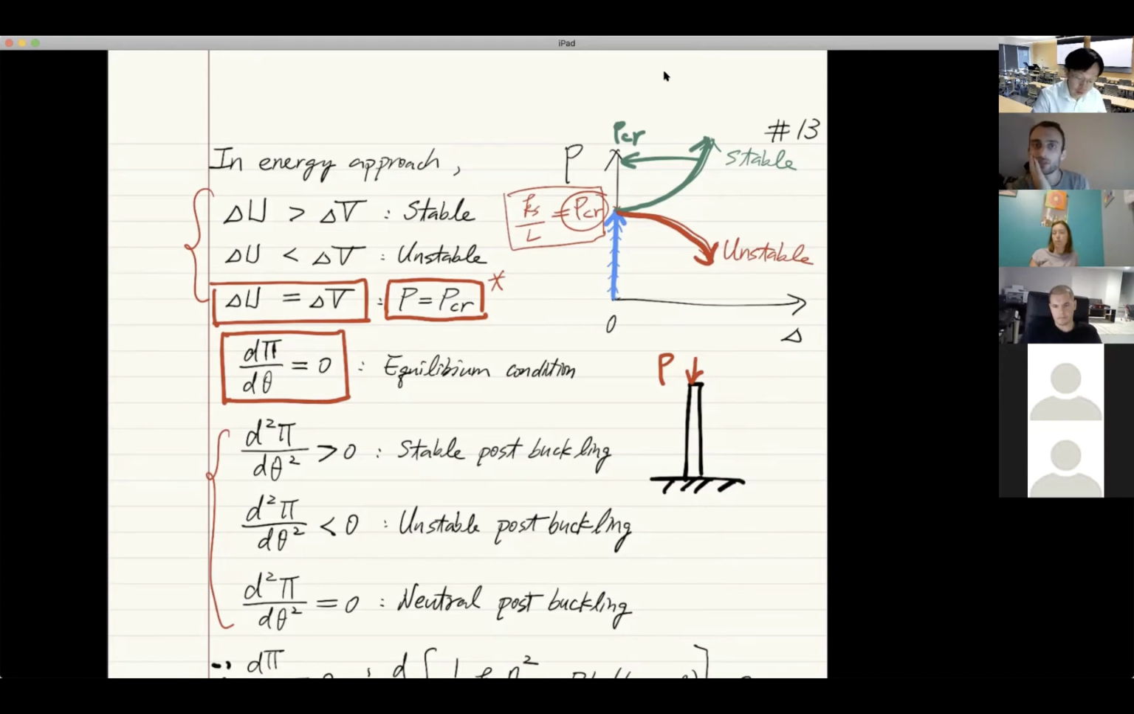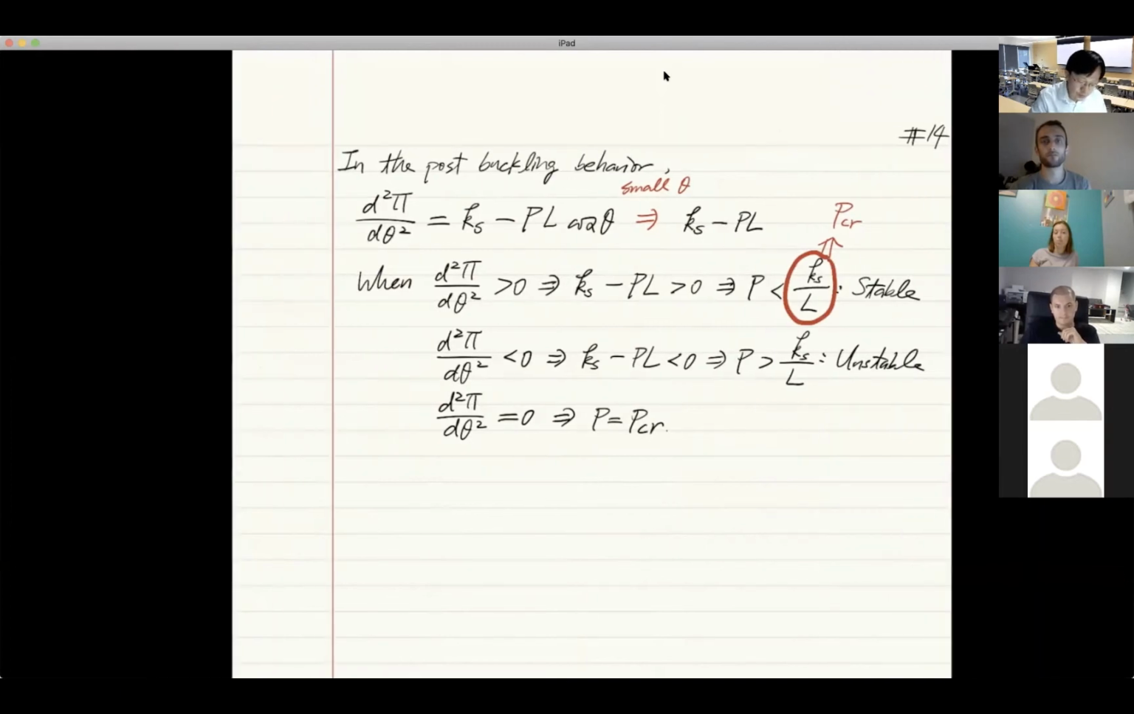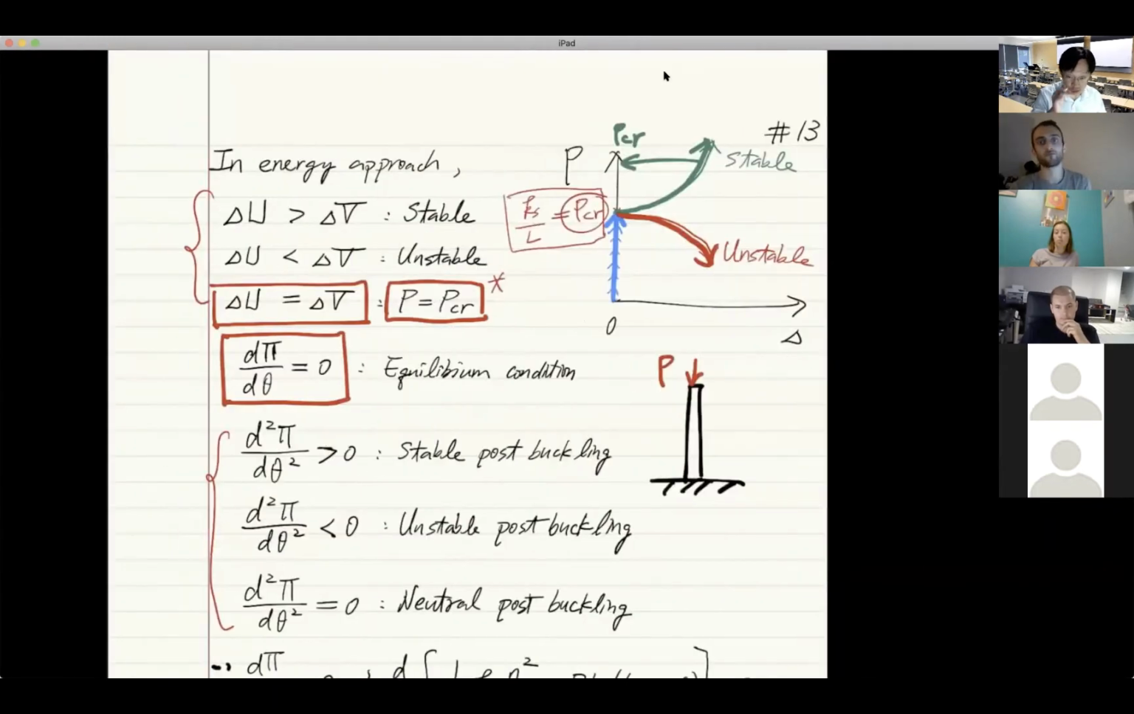So here, these two curves correspond to changing values for the critical load. And in the example that we did here, we don't have a changing buckling load. Here, the buckling load is just Ks over L. This buckling load is only here. So what we found by using the energy approach is that if your buckling load doesn't change after post-buckling, and you keep the loading at the same level, then the structure will be stable. But if you're increasing the loading level, then the structure will become unstable.